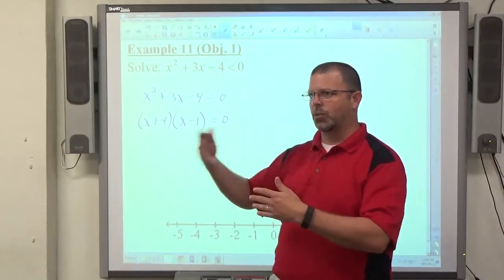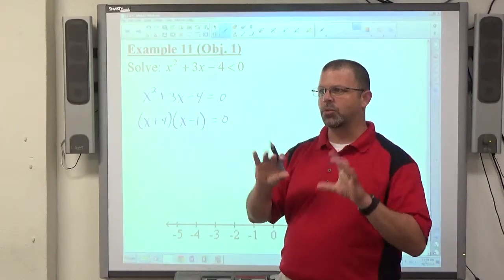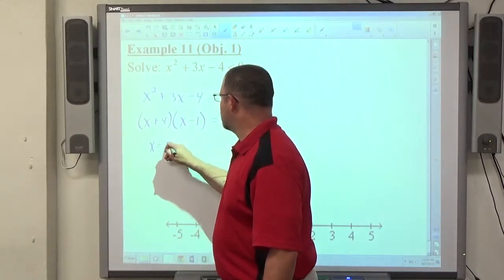So again, if it's one with a coefficient in front of x squared, maybe use the quadratic formula, but it should get a nice square root that works out. In this case, we end up with x equals -4 and +1.